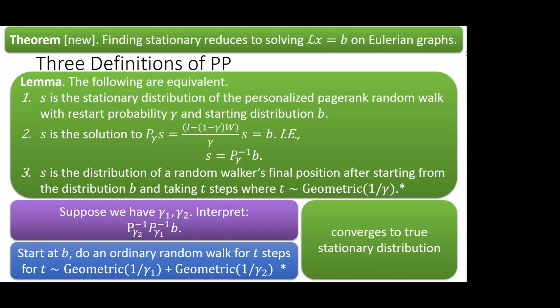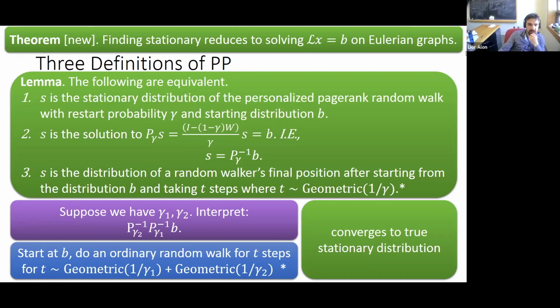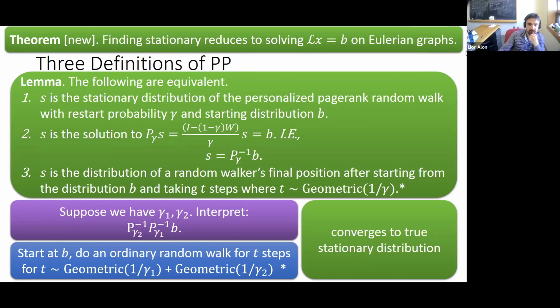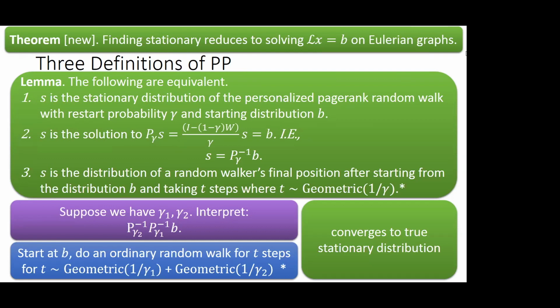Is that? Stationary of what? Of P gamma? Stationary distribution of the original graph. Okay, of W. Like if you had no gamma. If we what? Sorry. If you had no gamma. Yeah, that's right. Or, as equivalent, as gamma goes to 0.